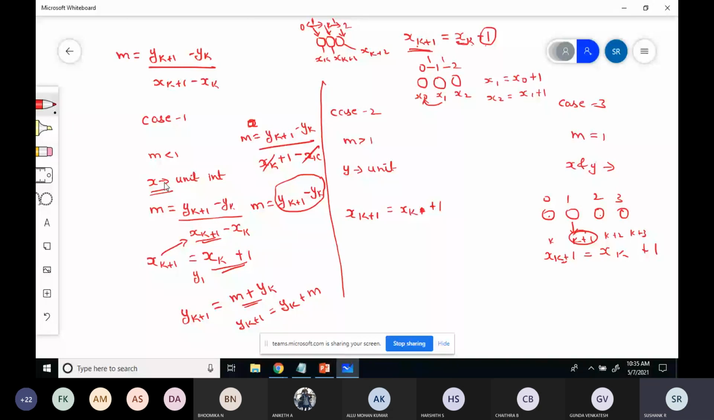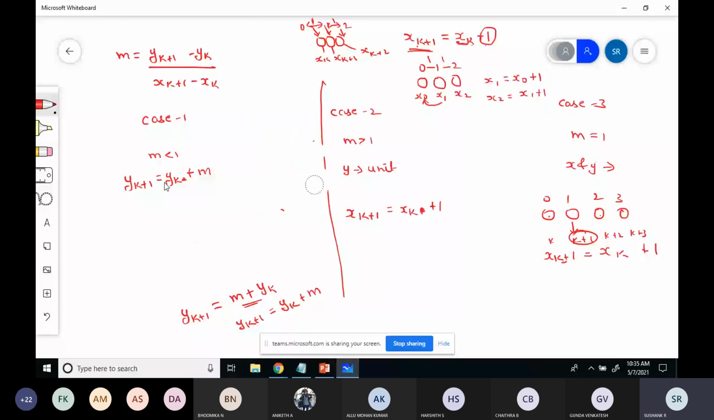So we'll just write the final equation. When x is moving along the unit direction, what is the y which we got? y of k plus 1 is equal to yk plus m. Now the same thing we'll check for the other equation.